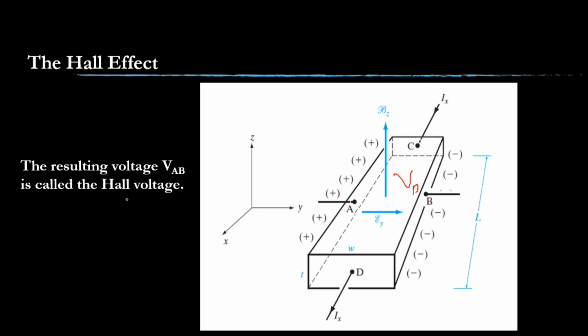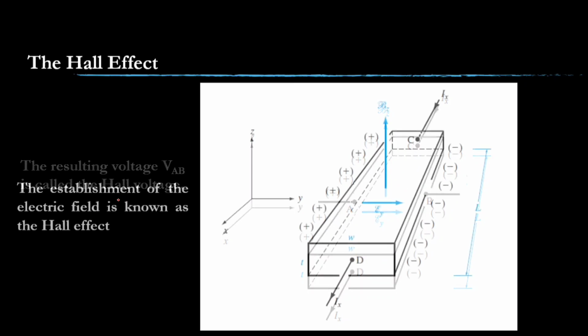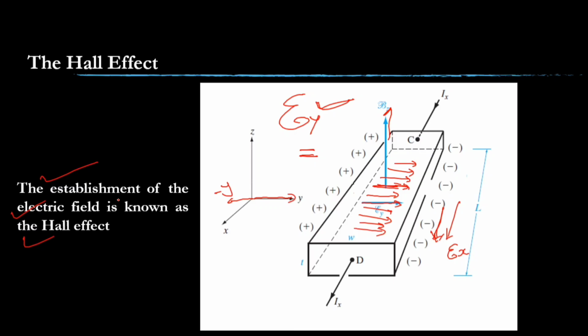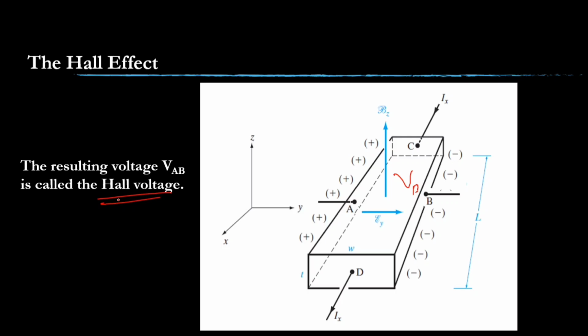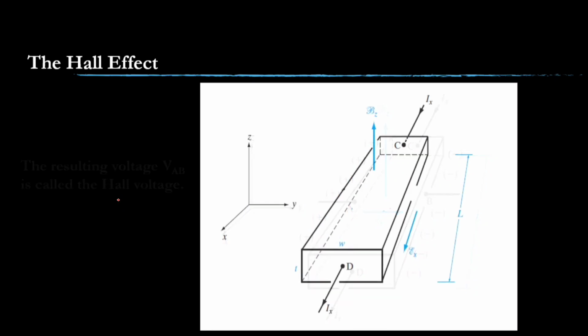That voltage is known as Hall voltage. So now we know what is the Hall effect, what is the equilibrium condition in the Hall effect, and what is Hall voltage. Okay. Now we are moving to the mathematical representation of this Hall effect.